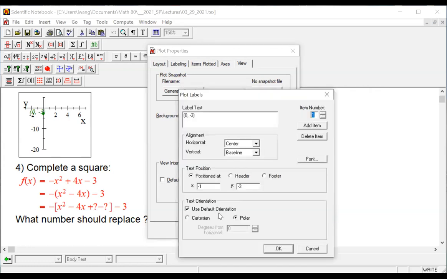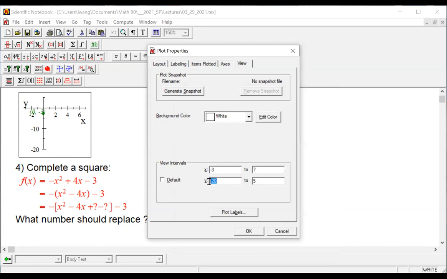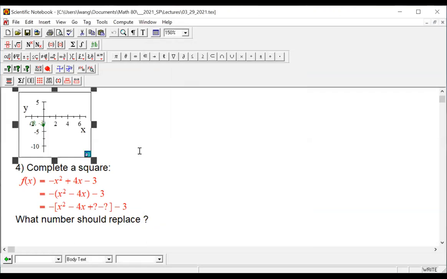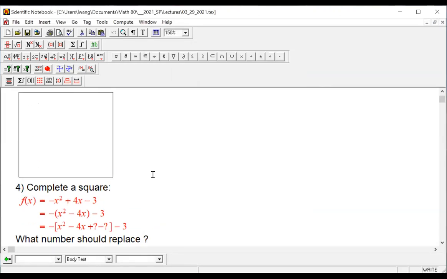So what number should we add or subtract? That's pretty ugly, isn't it? 0, -3. But anyway, what number should be in the place of the question mark? No answer.